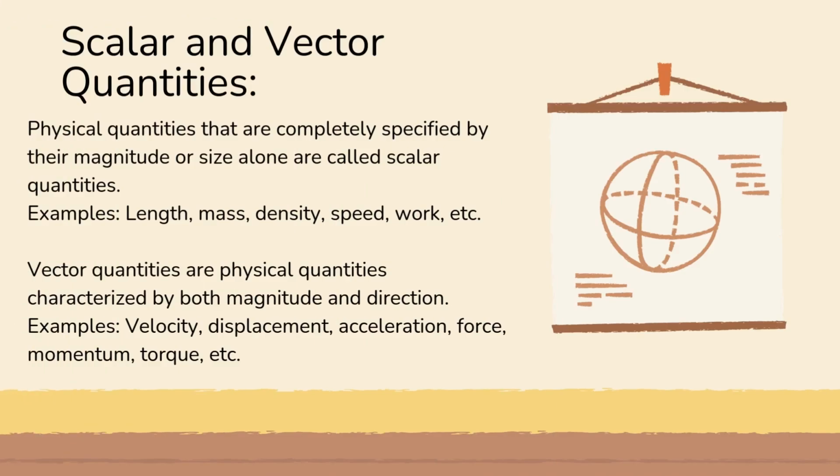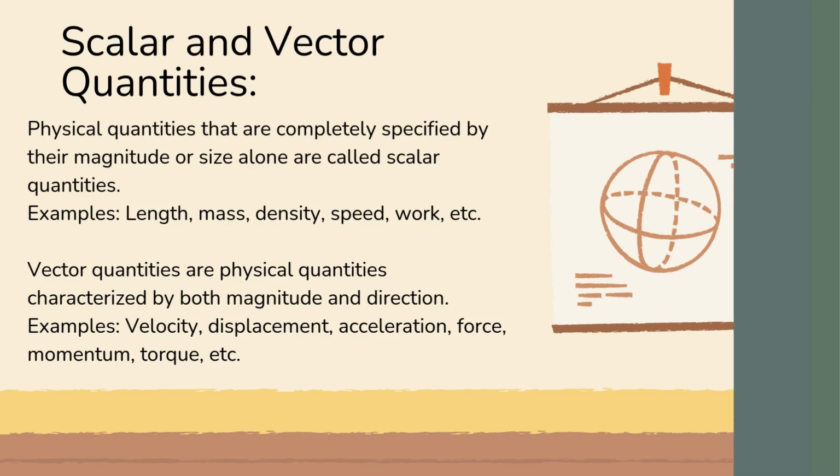Scalar and vector quantities. Physical quantities that are completely specified by their magnitude or size alone are called scalar quantities. Examples: length, mass, density, speed, work, etc. Vector quantities are physical quantities characterized by both magnitude and direction. Examples: velocity, displacement, acceleration, force, momentum, torque, etc.